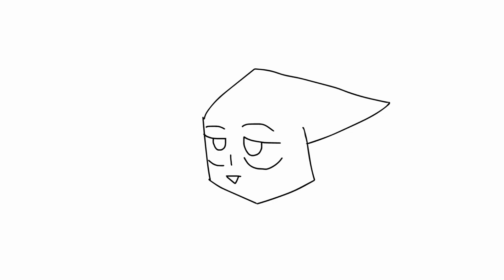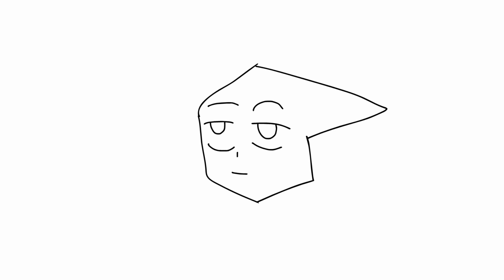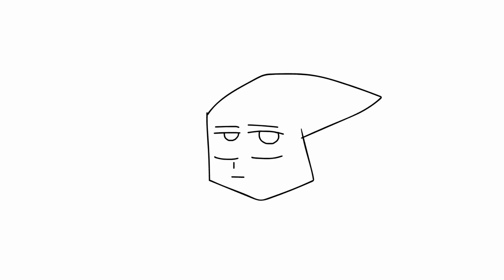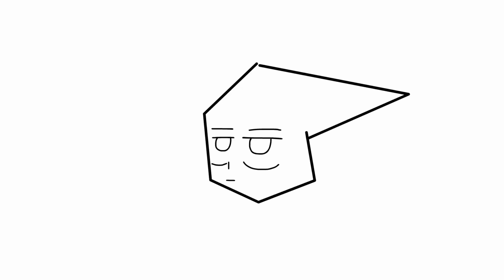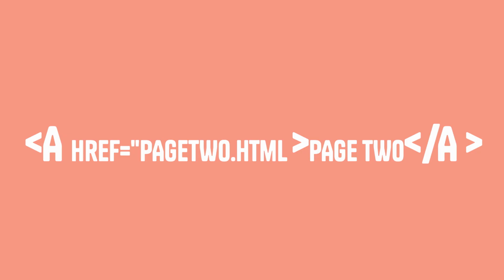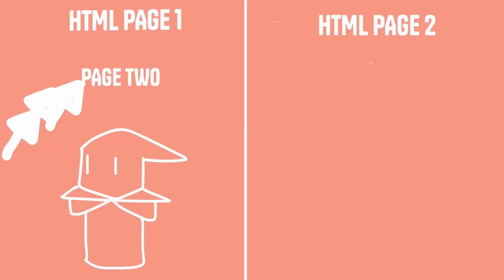We use the anchor tag to create hyperlinks with the attribute href included within the opening tag. It specifies the URL of the destination page. Inside the href attribute, we type the name of the page we want to go to. When I click on the link, page 2 will be displayed on the screen.